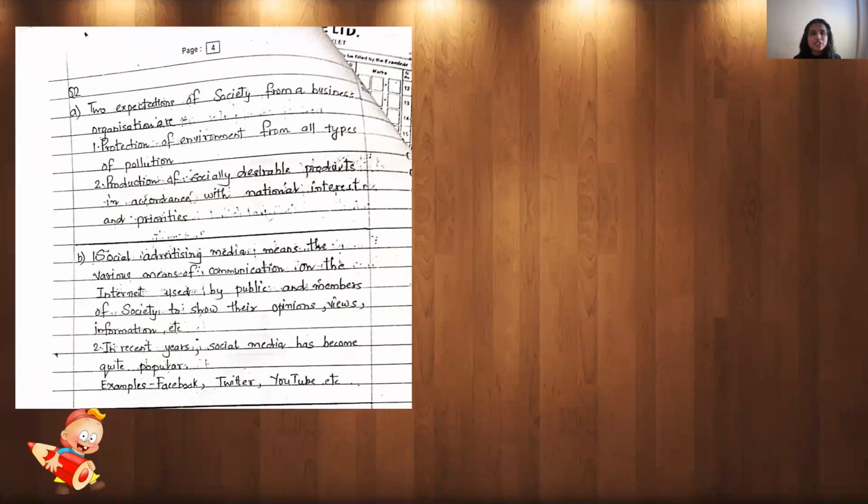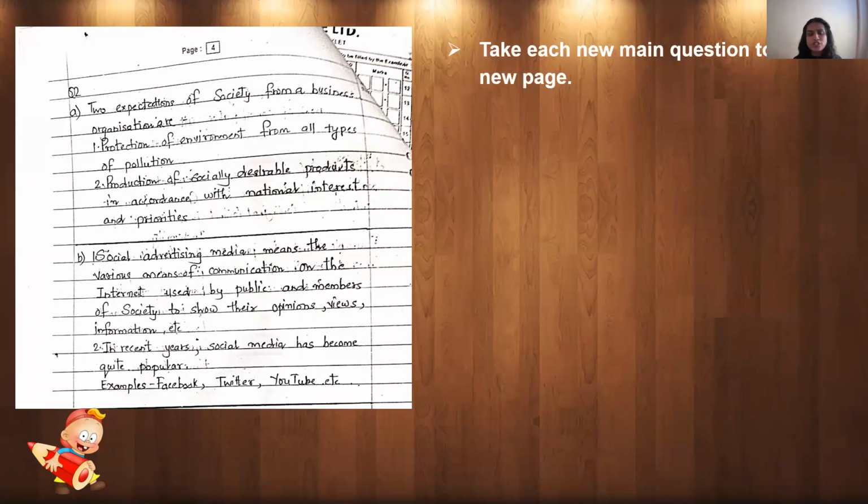Moving to the next question. Now students, suppose you have finished writing your question 1. You have finished writing all the distinguishing questions and now it is time for you to attempt question 2. You will take the new question to a new page. Even if there is space left after question 1E, do not continue there. Take it to a new page. So each main question has to be started on a new page, like you can see on your screen.